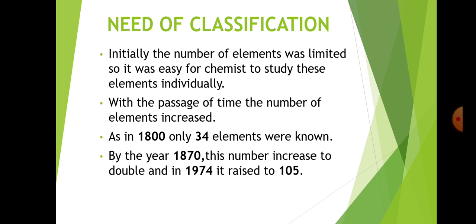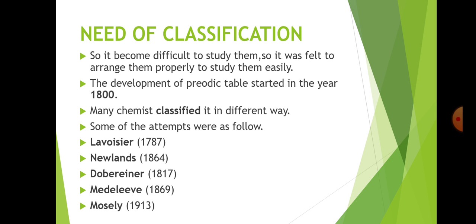So for that purpose the need for classification is important. It became difficult to study them, so it was felt necessary to arrange them properly to study them easily. The development of the periodic table started in the year 1800. In the year 1800 the classification of the elements was started. Many chemists classified them in different ways.